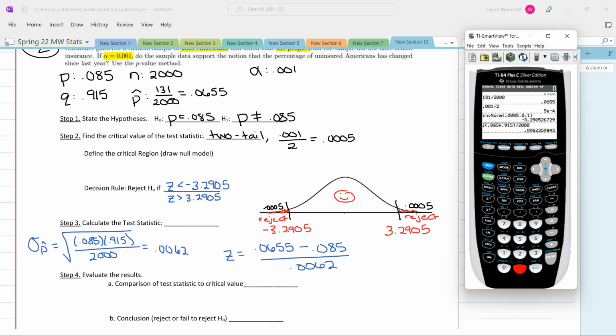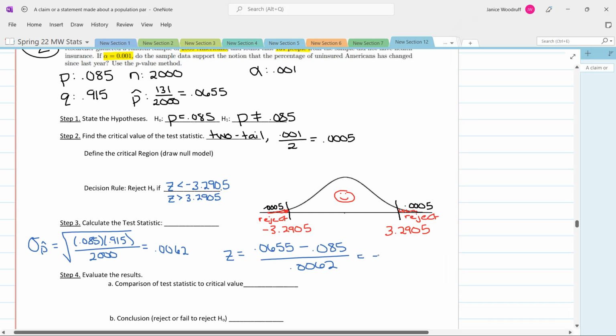Okay, so 0.0655 minus 0.085, and then divide by 0.0062. It says negative 3.1452. That's close. So our test statistic, negative 3.1452, is right there, just outside of the rejection region.